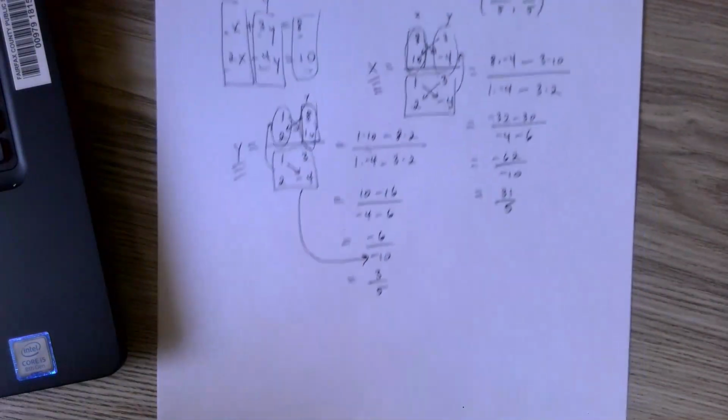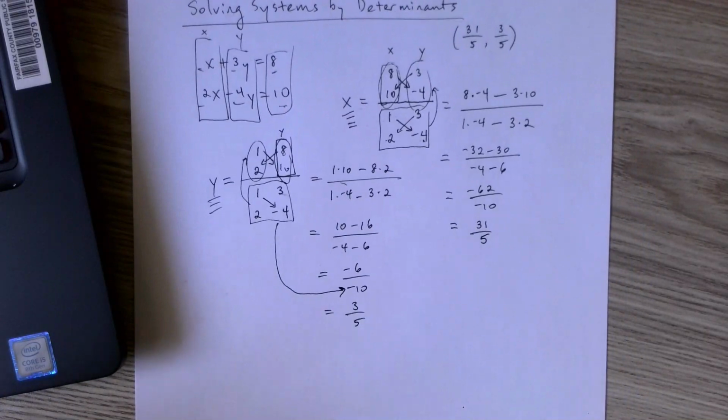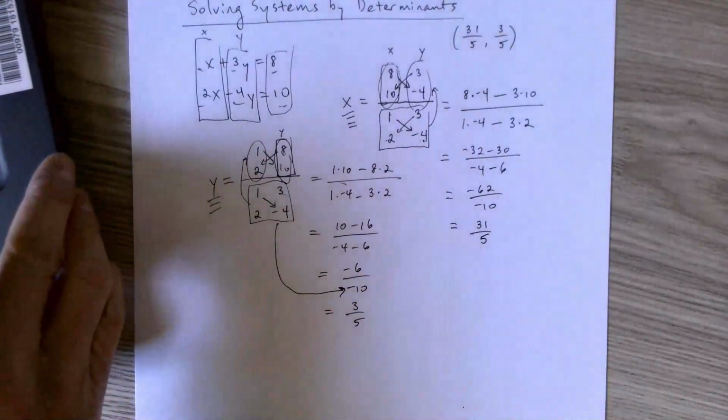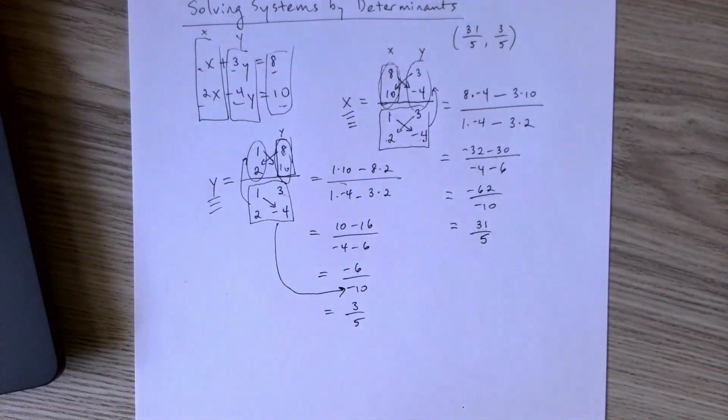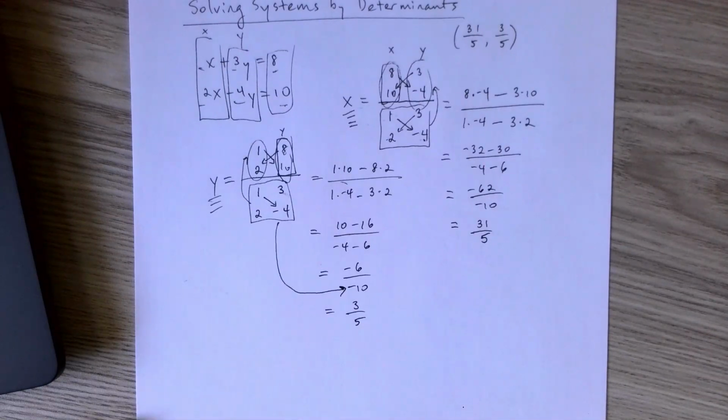Now, why does this work? It's so strange looking. Where did it come from? Well, it's kind of a misnomer to call this a different method because determinants actually comes from linear combination. And this is what I mean.